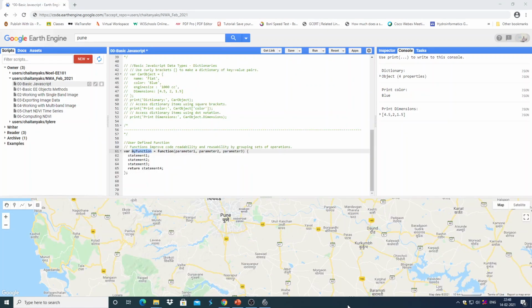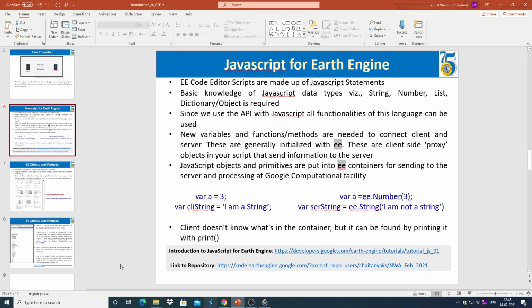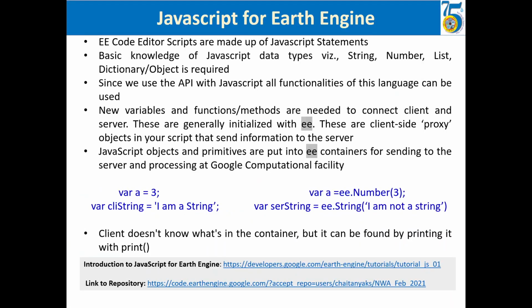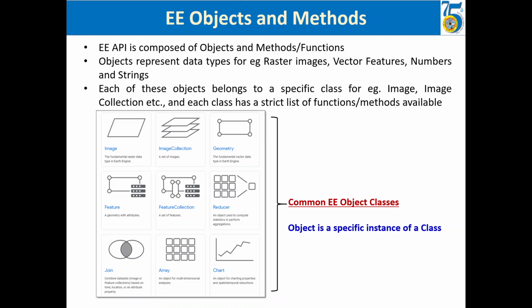So let us move forward. Now going back to our presentation, we will continue with the Earth Engine objects and methods. Once you are comfortable with JavaScript data types, you can learn to put JavaScript objects and primitives into Earth Engine containers for sending to the server and processing at Google. Now, Earth Engine objects and methods. Earth Engine API is composed of objects and methods and functions.